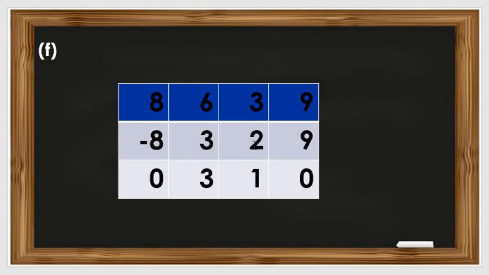3 minus 2, how many, all students? 1. We can easily take out from 3 to 2. So the answer is 1. So in the tens place, 3, 2 and 1.